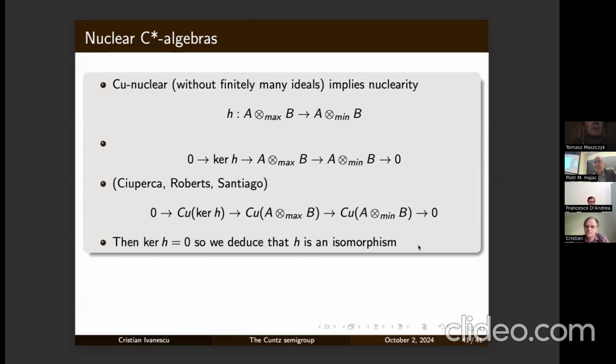I have a very short question about this kernel on the level of Cuntz semigroups. What do you mean by the kernel in the category of Cuntz semigroups? You mean this object here? Yeah. Well, it's going to be an ordered ideal inside of the Cuntz semigroup. I see. Okay. Thank you.